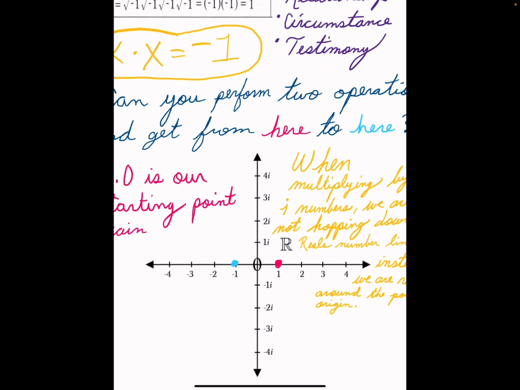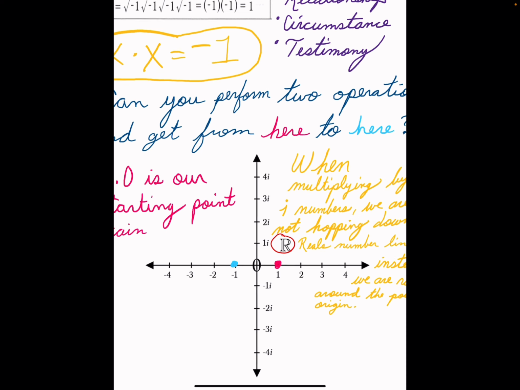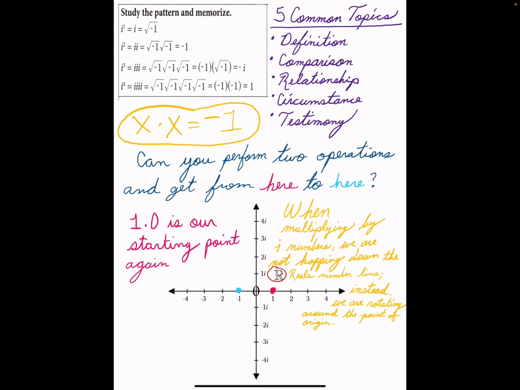And that is where the imaginary number line comes into play. So again, we're used to using the real number line, and we're going to have to start adding in an imaginary number line as well. We are looking at the question again. Can you perform two operations and get from here to here, from the pink to the blue? We've talked about how 1.0 is going to be our starting point.